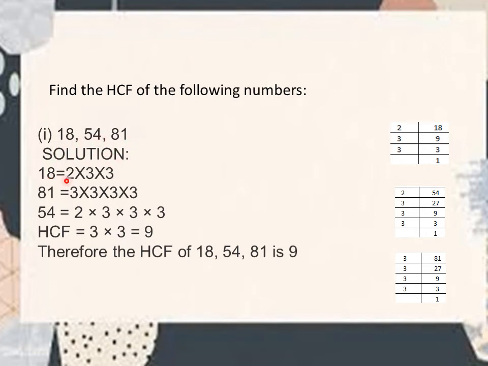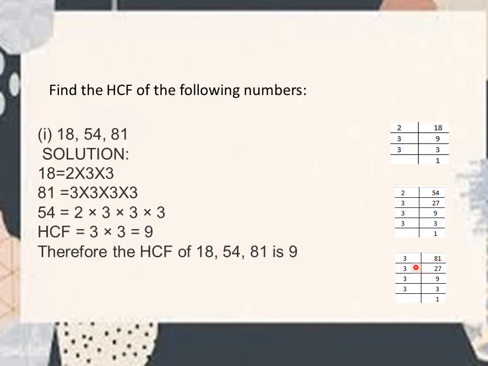Solution. The factors for 18 are 2 into 3 into 3. See 18, how we are taking out the factor? 2 9s are 18. Again 3 3s are 9. 3 1s are 3. So the factors for 18 are 2, 3 and 3. The factors for 54: 2 into 27 will give you 54. Again 3 9s are 27, 3 3s are 9 and 3 1s are 3. So these are the factors for 54.